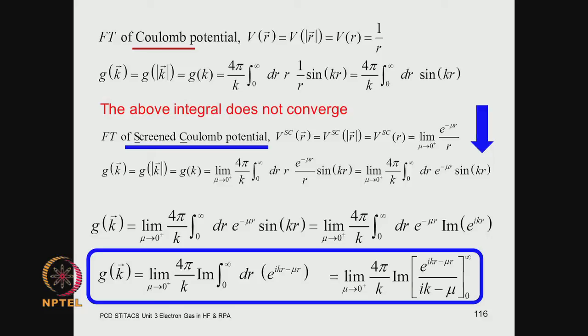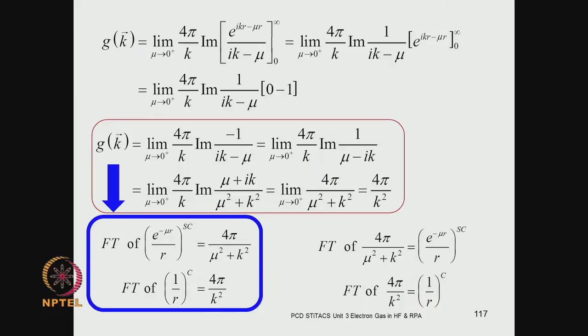So the Fourier transform of the Coulomb potential will not converge, but for the screened Coulomb potential it does converge, and you can evaluate it using the technique that I just showed you, and we will use the result, which is 4 pi over mu square plus k square. These are some of the straightforward intermediate steps which you can work out or look at the details in the PDF file which will be uploaded at the course website. So this is the Fourier transform of the screened Coulomb potential.